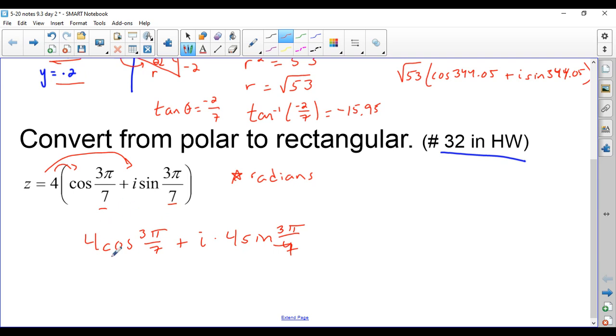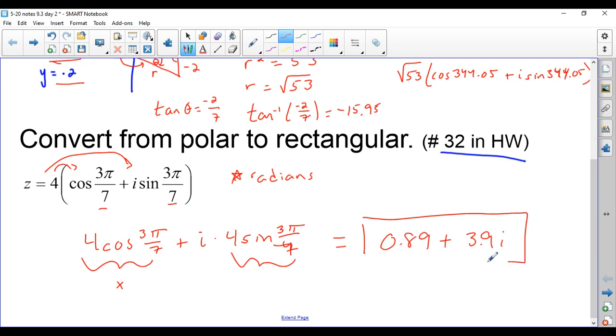This 4 cosine 3 pi over 7 is x. As long as I'm in the correct mode, I'm going to put all this in my calculator to get the x value, which is 0.89. And then I'm going to put 4 sine 3 pi over 7 in my calculator to get the y, which is 3.9, and the i. And you don't have to worry about any positives or negatives here. It will come out correctly from whatever you put in your calculator.